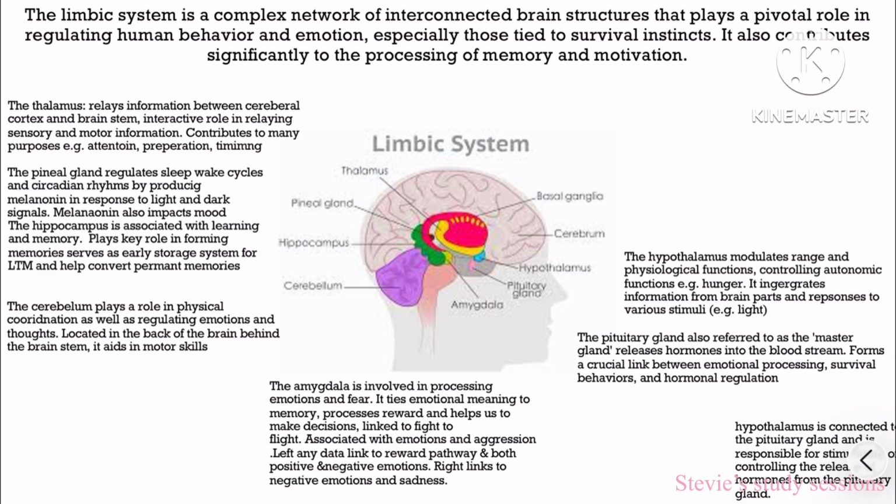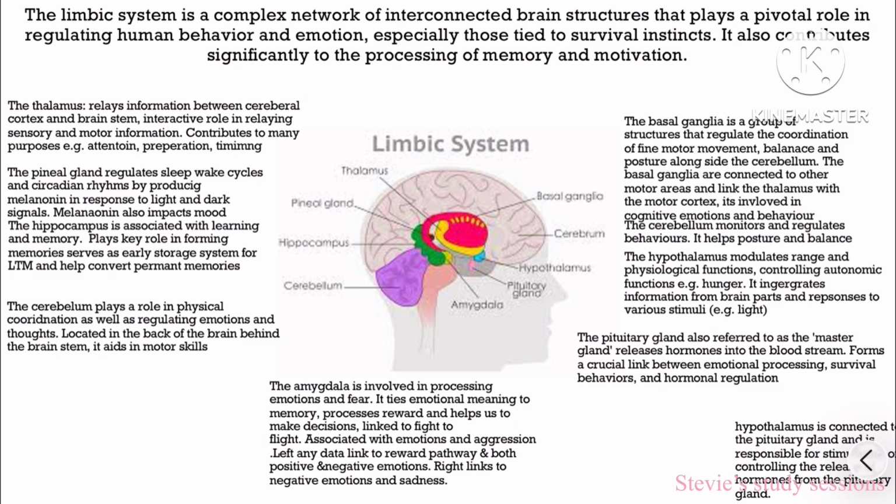Cerebellum monitors and regulates behaviors. It helps posture and balance. The basal ganglia is a group of structures that regulate the coordination of fine motor movements, balance, and posture alongside the cerebellum. The basal ganglia is connected to motor areas and links the thalamus with the motor cortex. It is involved in cognitive emotions and behavior.